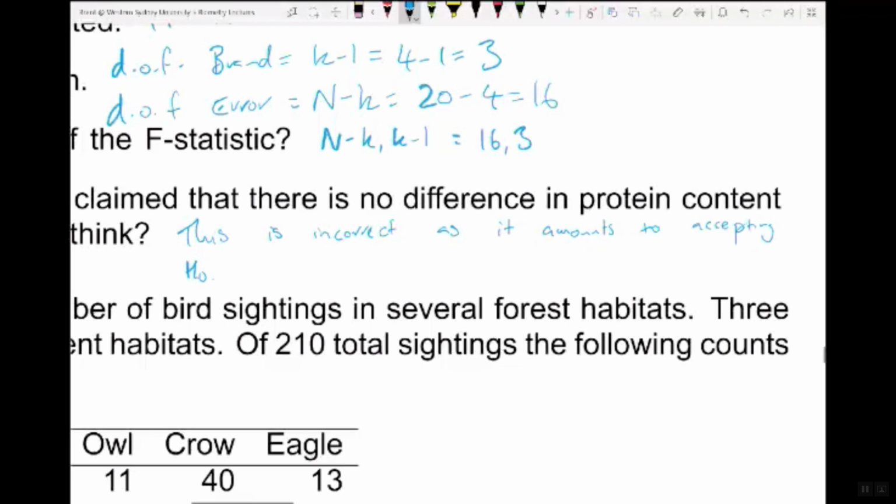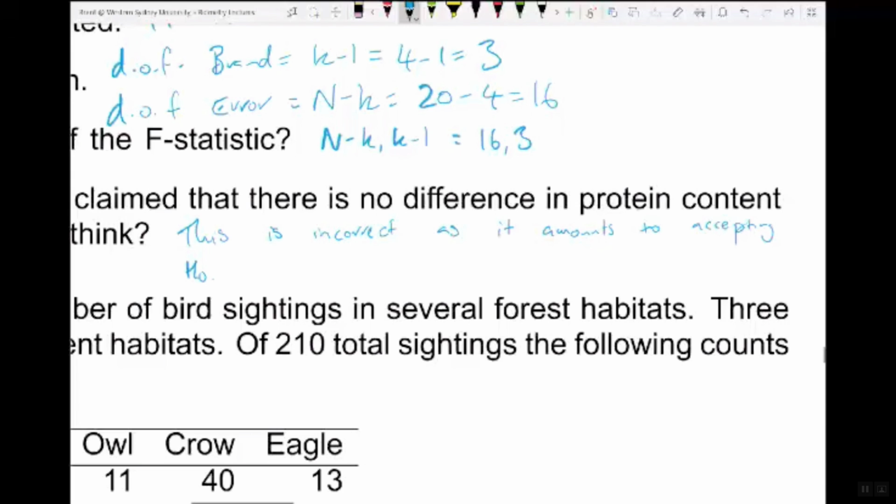Yep. So the next one is a chi-squared test question. They give us a table that amounts to 210 total sightings. That's useful to know because we may need that later. 3 species of bird counted in 3 different habitats, 210 total sightings. So we have 2 qualitative variables here. The first variable is habitat, which could come in 3 flavors, 1, 2, or 3, whatever they are. The second variable is species: owl, crow, or eagle.